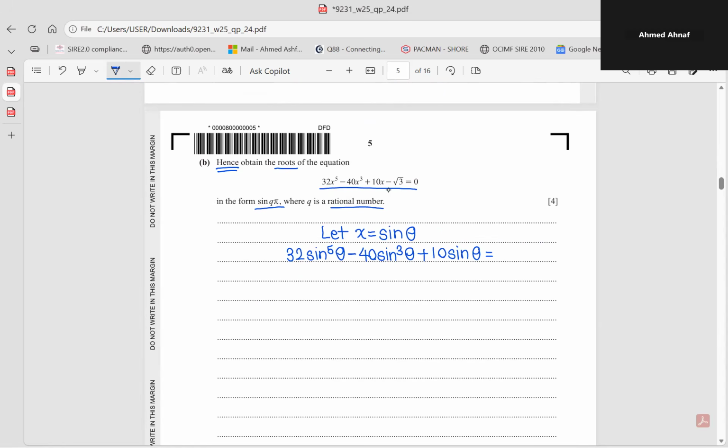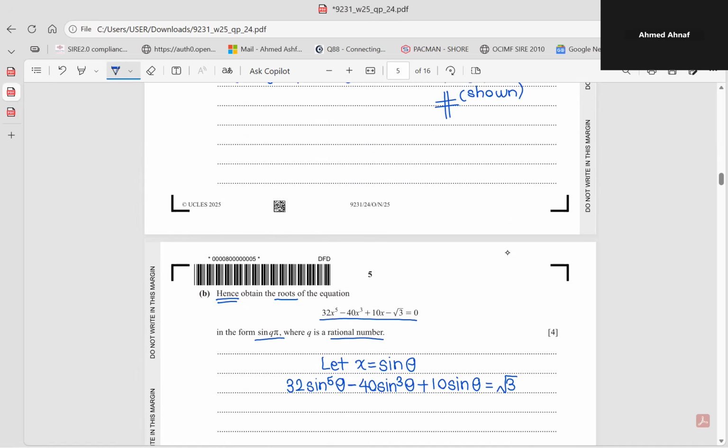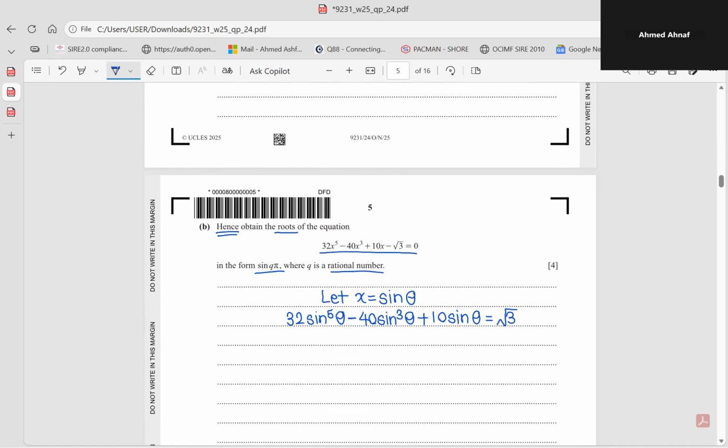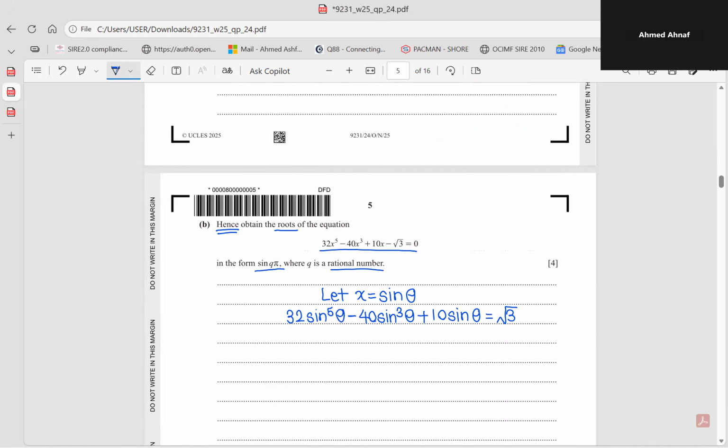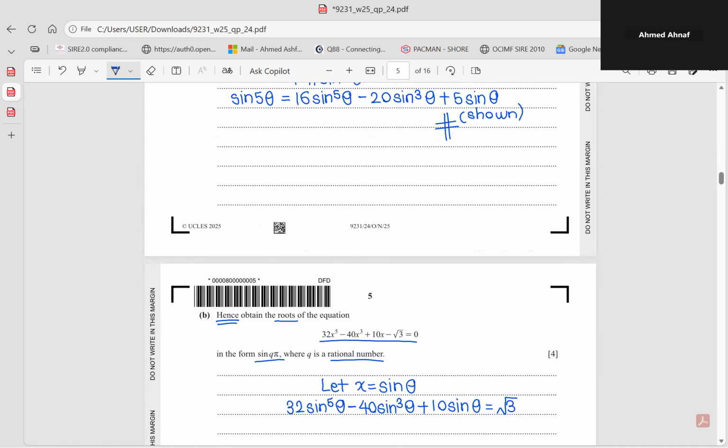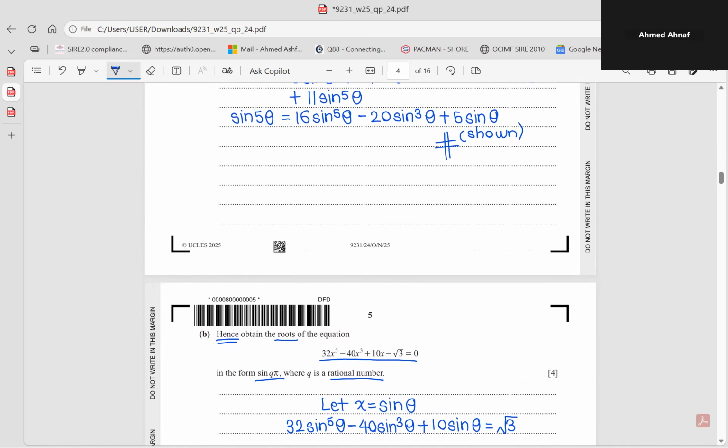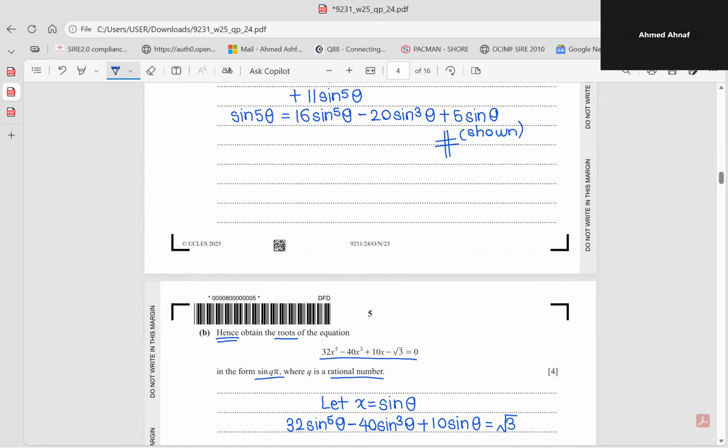Okay, let's move the square root 3 over to the other side, equals square root 3. So let's look at the similarities of our result here and the equation that we have on the left-hand side. Okay, so all the powers are similar. The only difference is the coefficients.